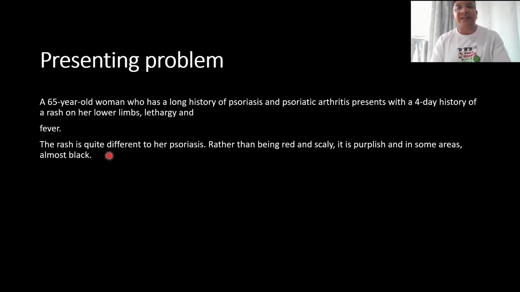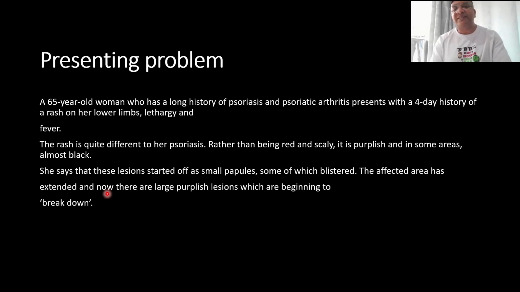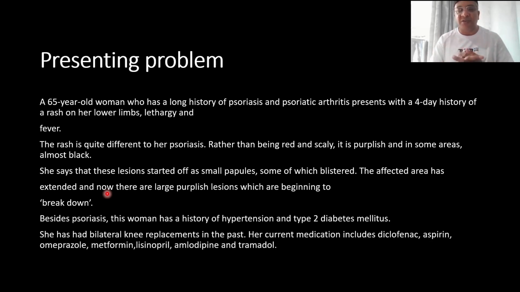Rather than being red and scaly, it's purplish and in some areas almost black. Now, this lady says that these lesions started off as small papules which have blistered. The affected area has extended, and now there are large purplish lesions which are beginning to so-called break down. So the epidermis is probably being sheared. Besides psoriasis, this woman has a history of hypertension and type 2 diabetes mellitus, both of which are cardiovascular risk factors. She has had bilateral knee replacements in the past.